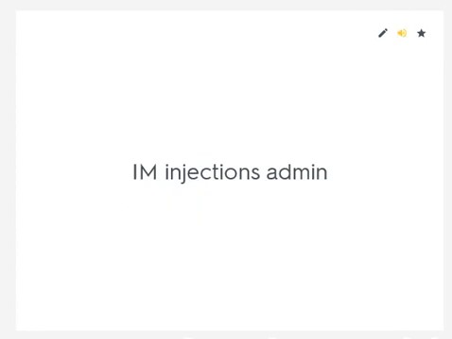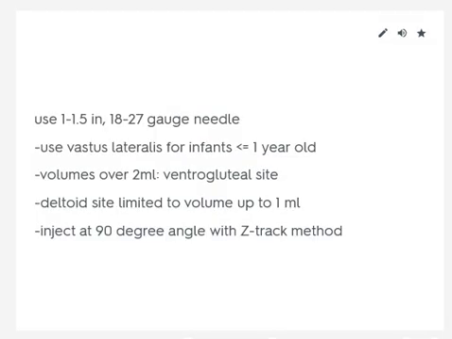IM injections administration. Use a 1 to 1.5 inch, 18 to 27 gauge needle. Use the vastus lateralis for infants less than or equal to 1 year old. For volumes over 2 mL, use the ventrogluteal site. The deltoid site is limited to volumes up to 1 mL. Inject at a 90-degree angle with the Z-track method.